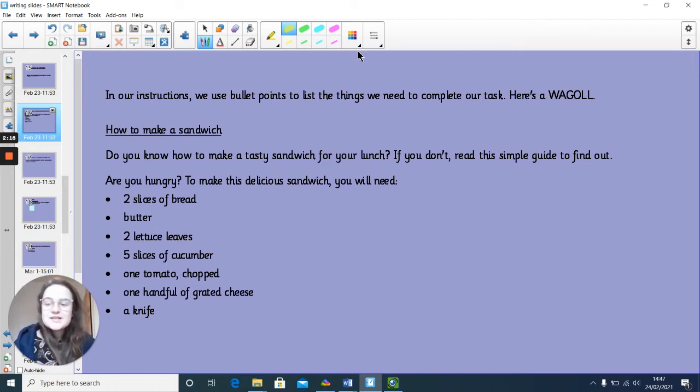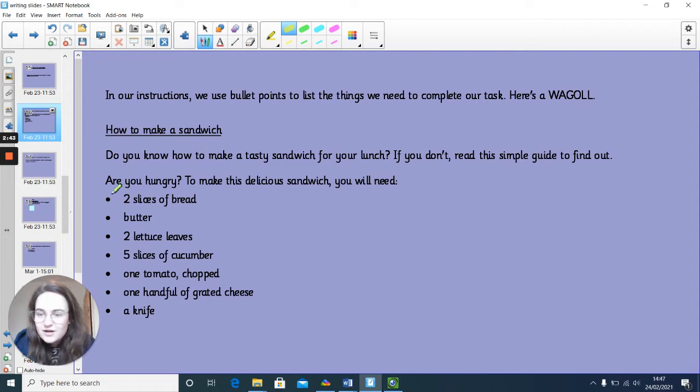So next we're going to look at this one, which is how to make a sandwich. Do you know how to make a tasty sandwich for your lunch? If you don't, read this simple guide to find out. Are you hungry? To make this delicious sandwich, you will need 2 slices of bread, butter, 2 lettuce leaves, 5 slices of cucumber, 1 tomato chopped, 1 handful of grated cheese, a knife.